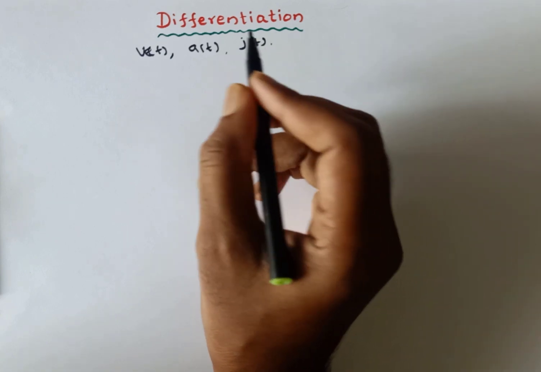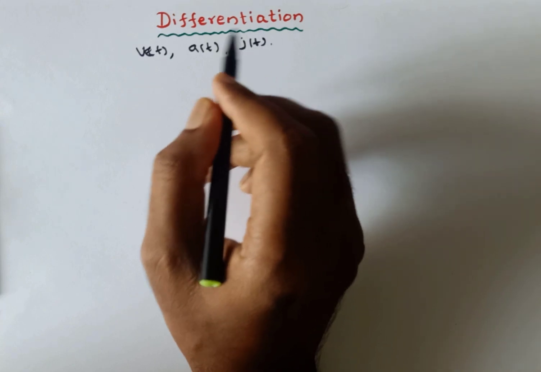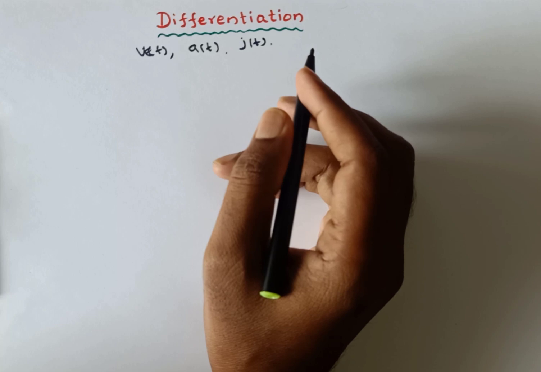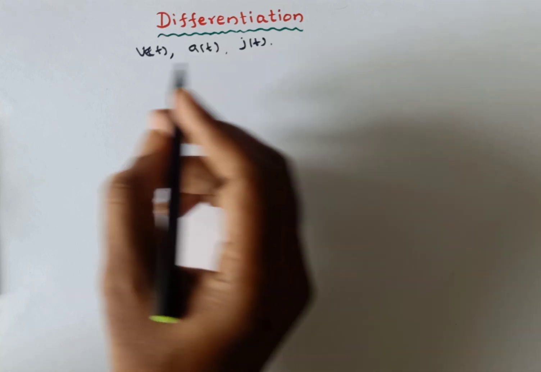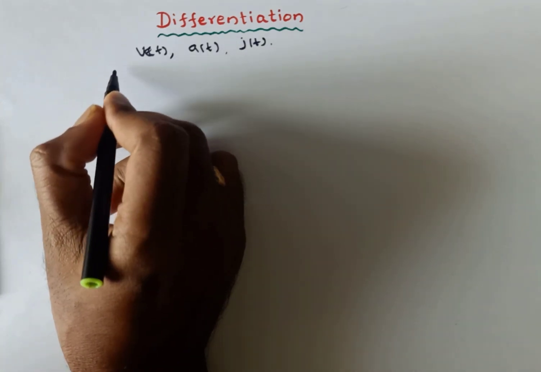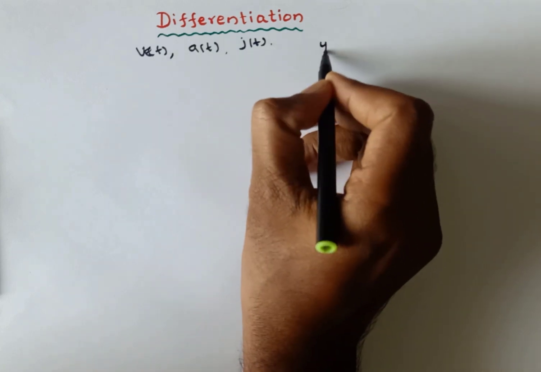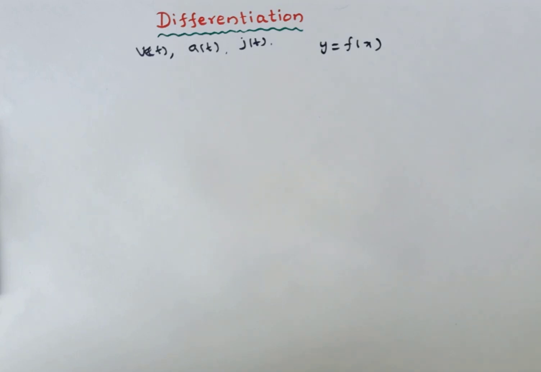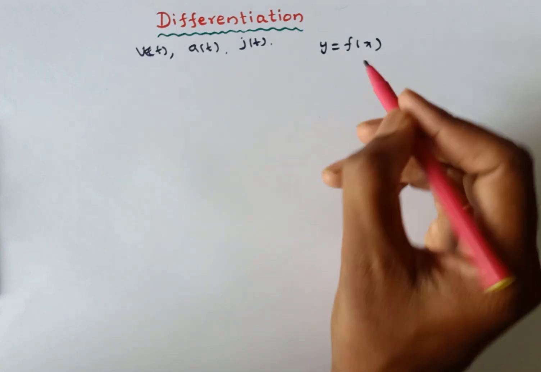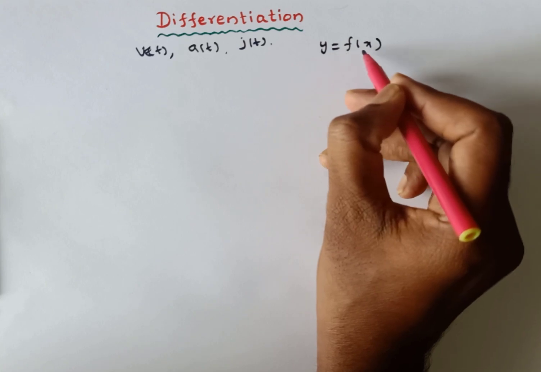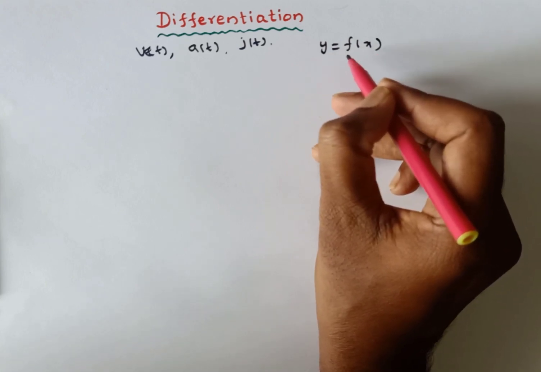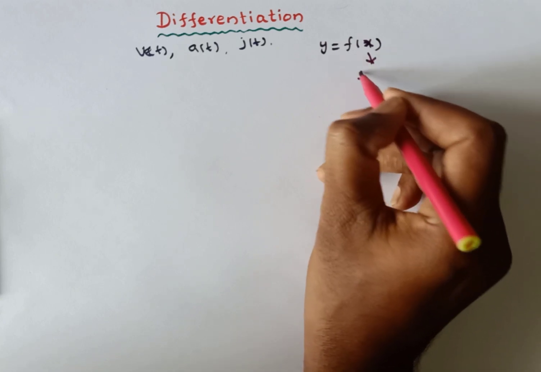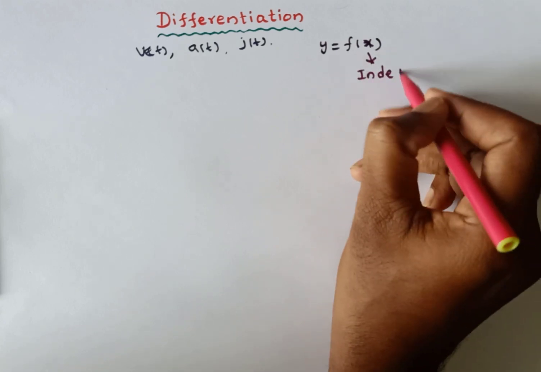Now, before starting the concept of differentiation, you should understand the functional notation. As we saw in the notation for a function in the functions chapter, it is represented by y equals f of x. The change in y depends on x, so x is always independent. Here the variable x is known as the independent variable.